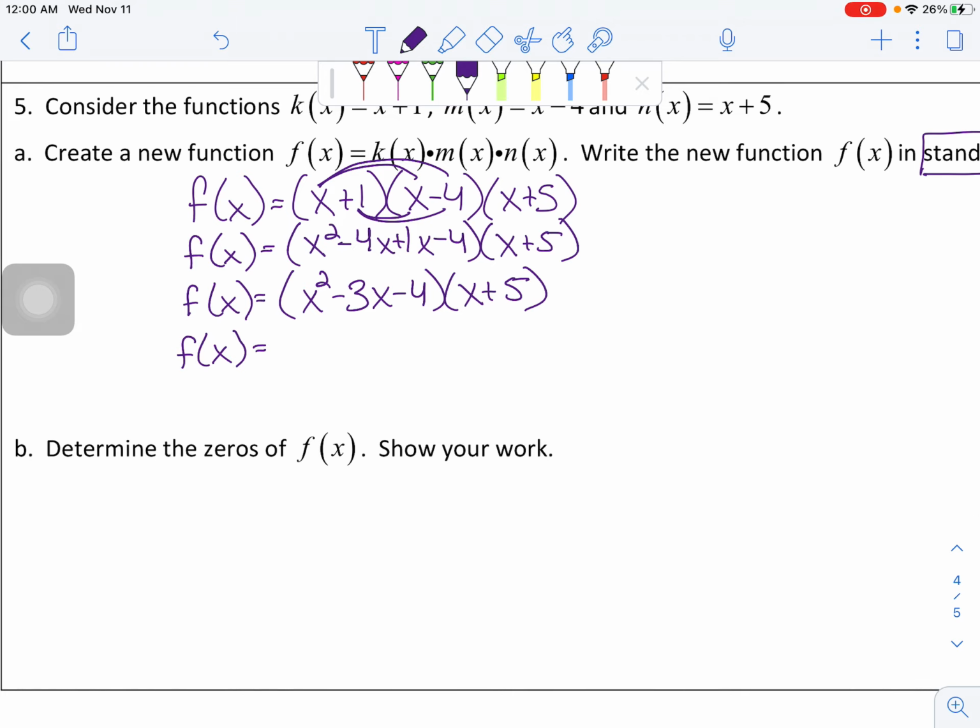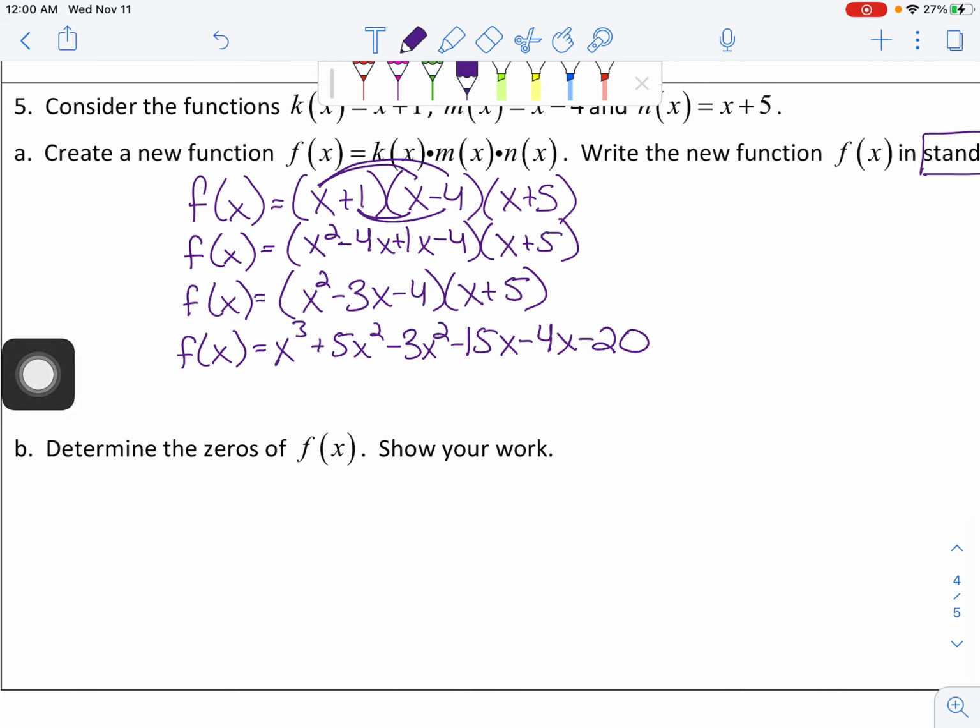So let's see. I'm going to do x squared and multiply this term times both of those. So that's going to turn into x cubed plus 5x squared. Now I'm going to take negative 3x and multiply it times both of these terms. So negative 3x squared and negative 15x. And last but not least, I'm going to take negative 4 times both of those terms. So negative 4x and then minus 20.